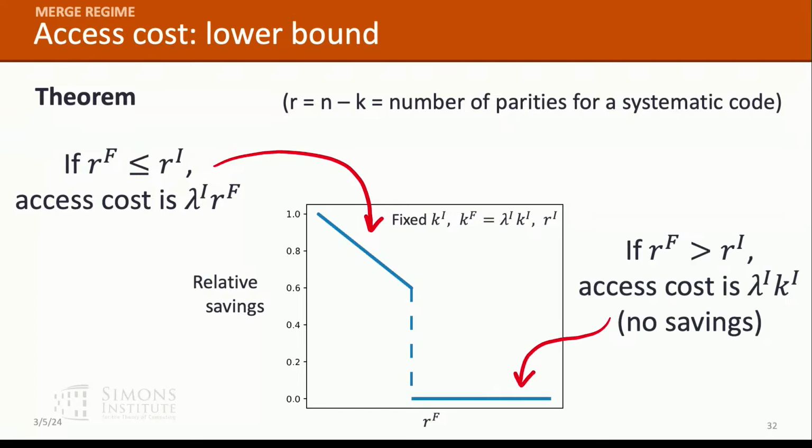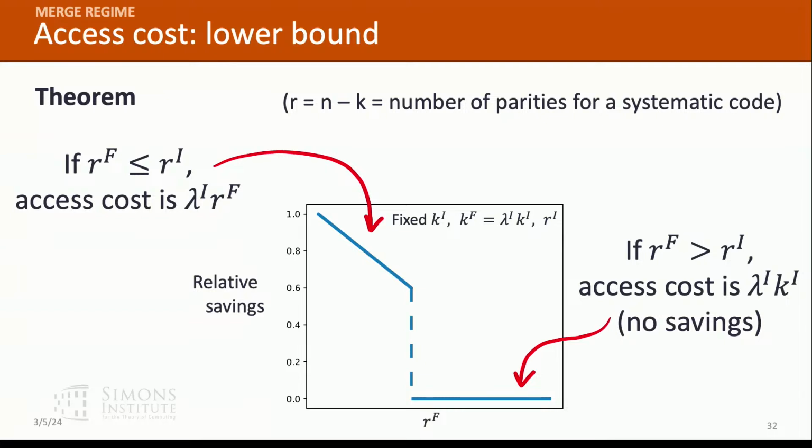But if r_F is greater than r_I, you cannot do better than naive re-encoding. That is, you have to access at least k_I, which is the number of message symbols, from each of the code words. So remember, this is the access cost. That is, you have to touch at least k_I blocks in this regime.